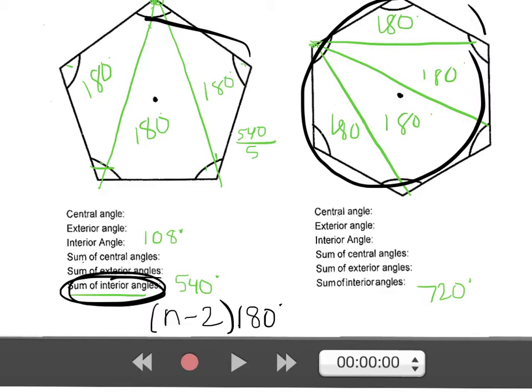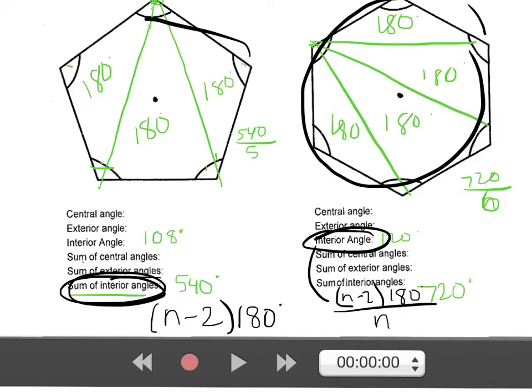Then to calculate just one interior angle, we would take that sum, for example the hexagon, 720, and divide it by however many angles or sides there are. In this case there are 6, which would be 120 degrees. So our interior angle calculation is always going to be the sum, n minus 2 for the triangles, times 180, and divided by the number of angles or sides.